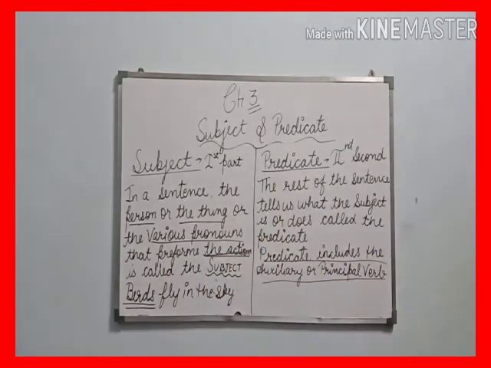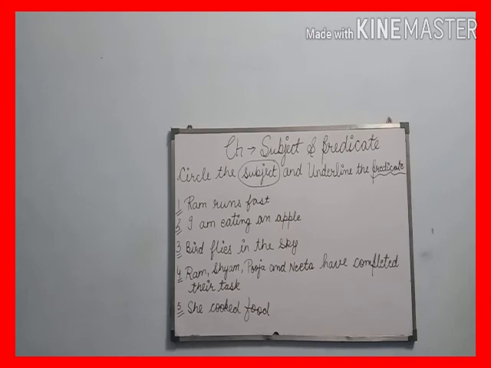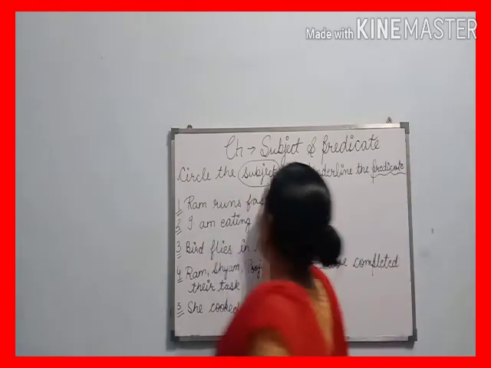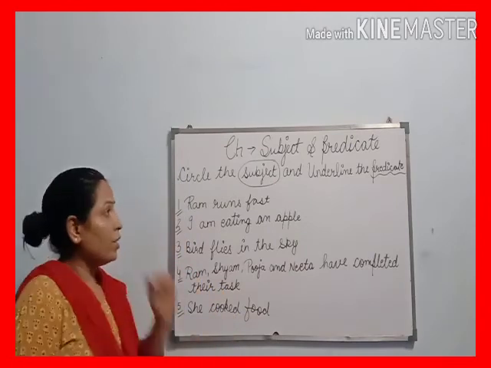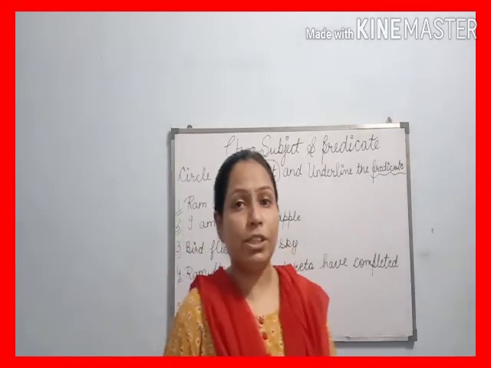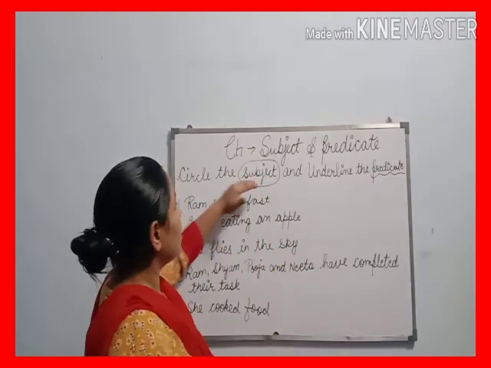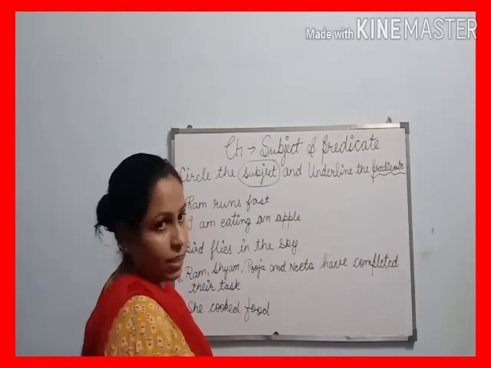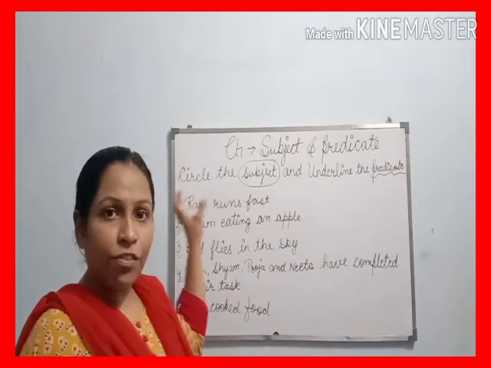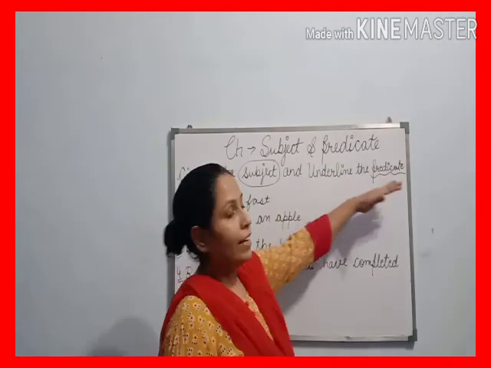Now we will do some practice so that we can easily identify what is subject and what is predicate in the sentences. Now students, you can see that I wrote some questions regarding the topic subject and predicate. Let's solve it. Circle the subject. Beta, in English, when you solve any question, first you read the question and identify what the question asks you. Circle the subject. So what you do? You just recognize or identify the subject from the sentence and then underline the predicate.